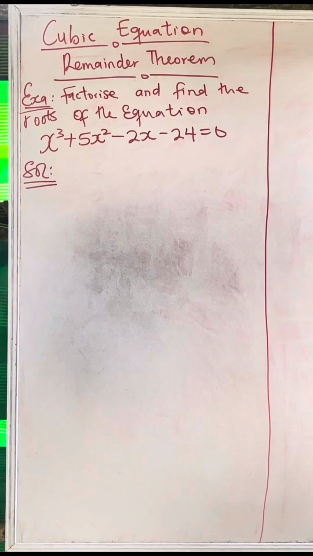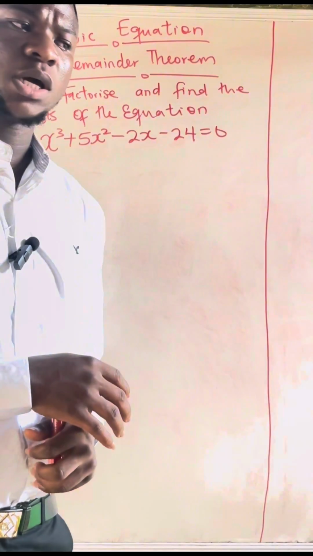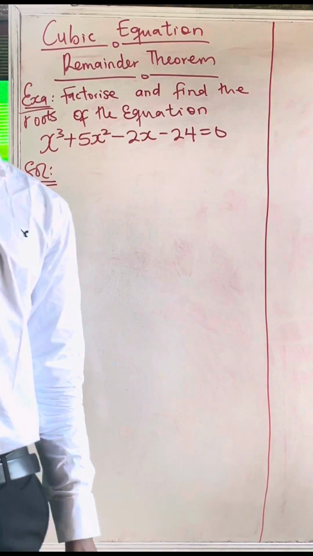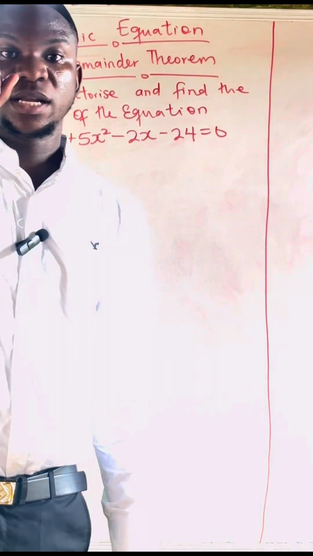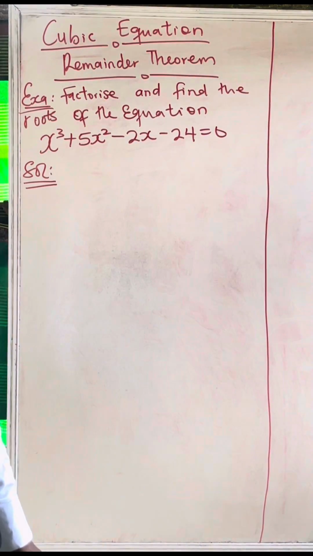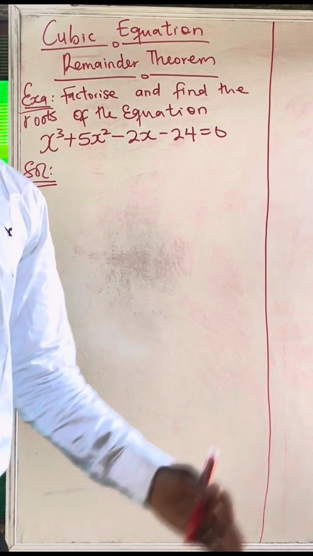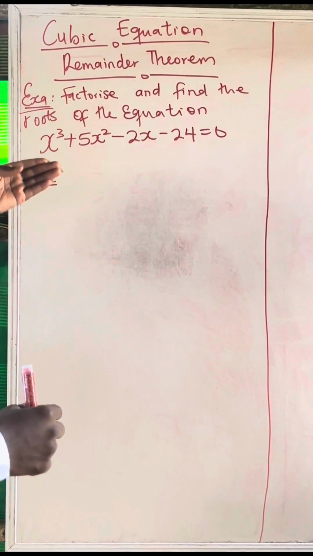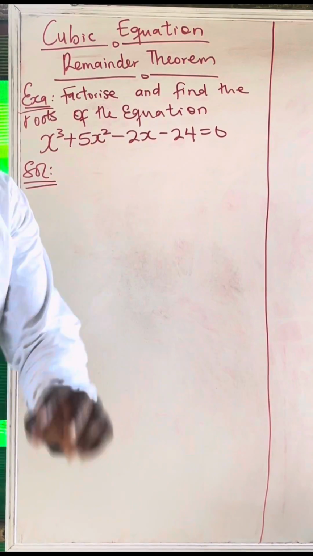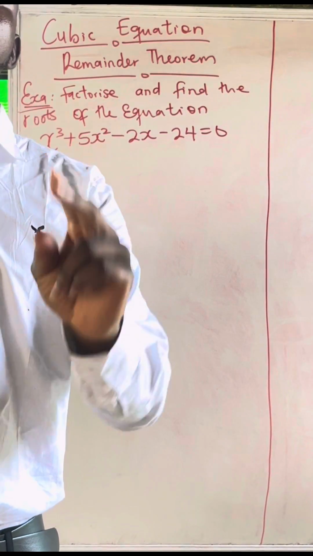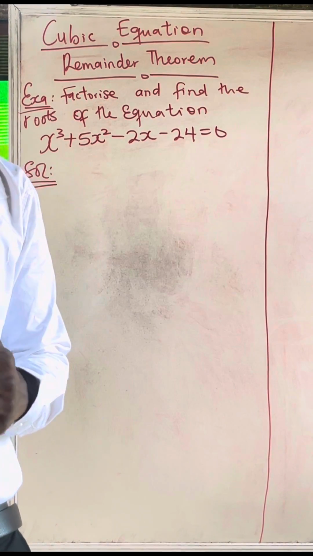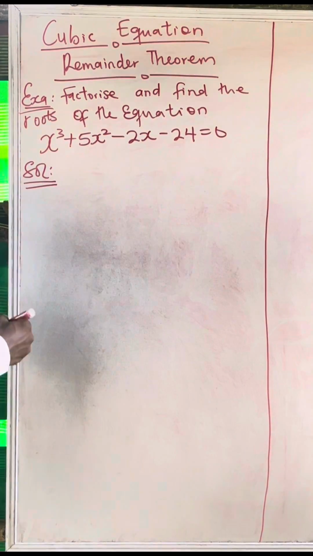Let's go, guys. In this type of question, the first step is the trial and error method. We are going to be using the trial and error method to know the first factor of this equation. That trial and error method is going to make us reduce this highest power of 3 to highest power of 2, which we can then solve easily by the use of what? Quadratic equation.